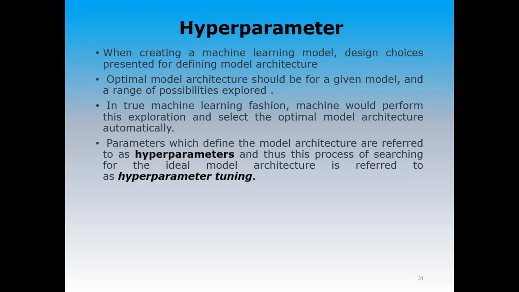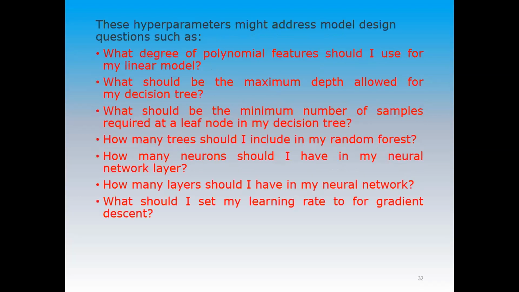Some examples, which we're going to see as we go through the various ML models: in linear regression, whether polynomial features should be used or least squares should be used; the maximum depth in a decision tree; in neural networks, the number of neurons within the hidden layers; or the learning rate. These are the hyperparameters that you fine tune in order to have the best optimum model with a good accuracy.